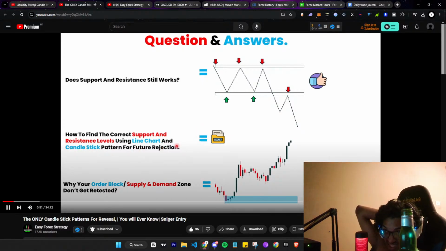And also, the question that most people ask a lot is why does the market not retest the order block or supply and demand zone? Because most of the time you see price coming to your order block, but it reverses too early.